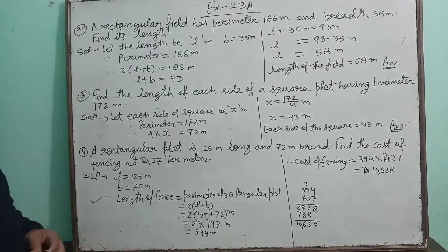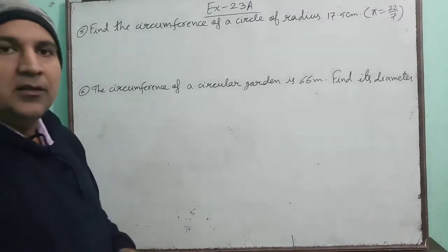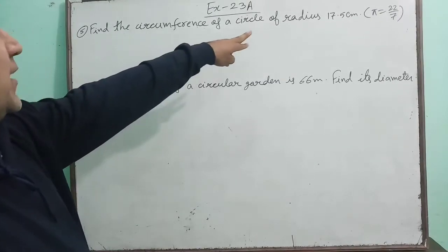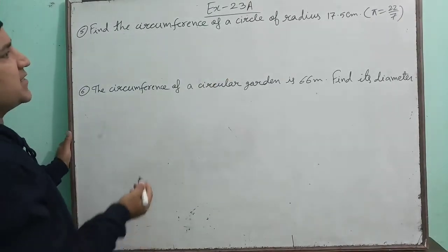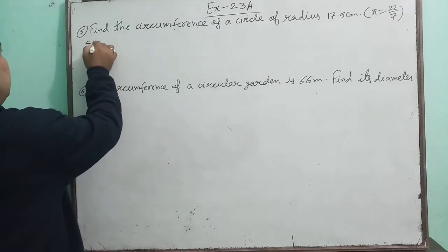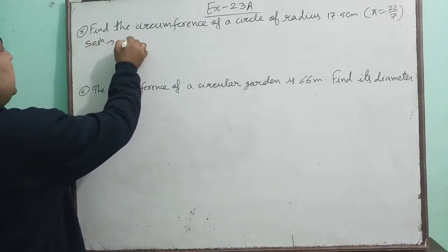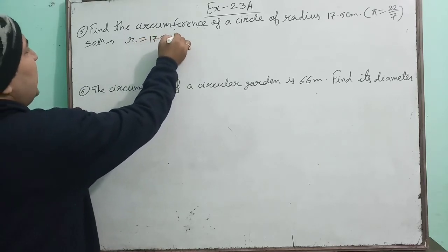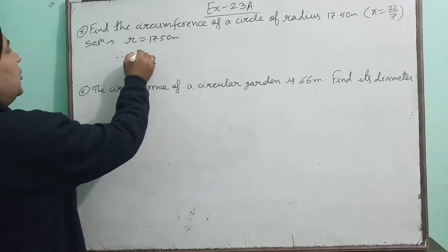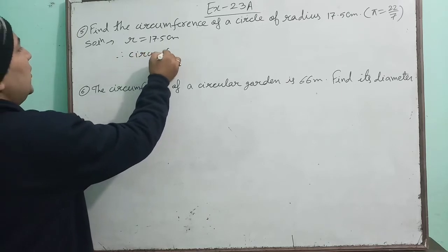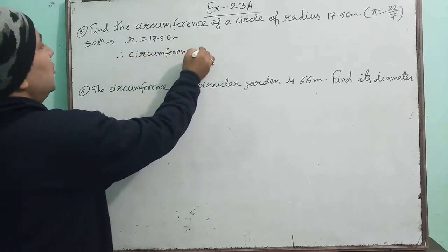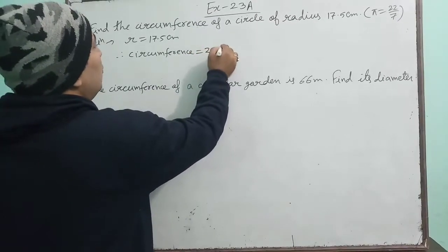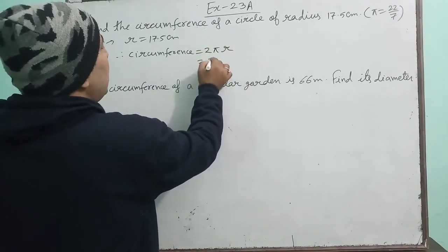Okay, now note down these questions. Okay children, now see question number 5. Find the circumference of a circle of radius 17.5 centimeter. See children, here radius r is given 17.5 centimeter. Therefore, what will be the circumference? We know the formula for circumference. 2 into pi into r.